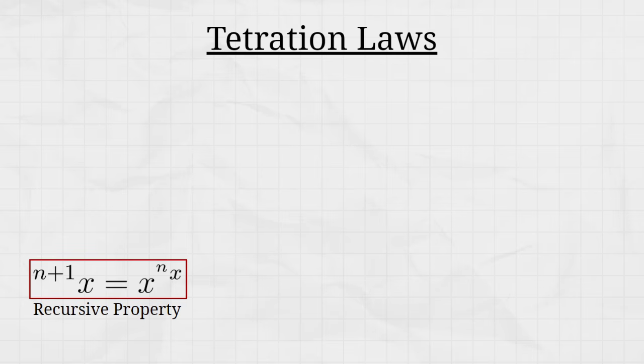Do other properties of exponentiation also work with tetration? Let's try the commutative property. For exponentiation, this states that x to the a all to the b is equal to x to the b all to the a. However, this doesn't work for tetration. Here's one counterexample.